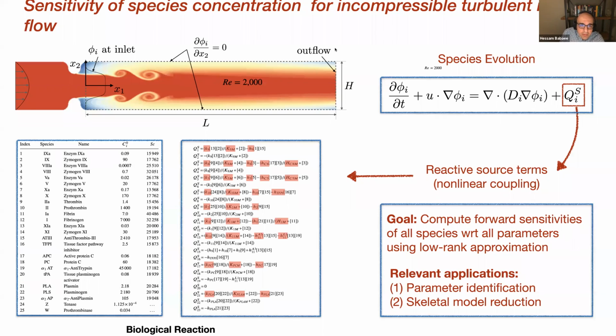I go back to the problem I was talking about, the same reacting flow problem. Here, we are interested in computing the sensitivities of these species transport with respect to all reaction parameters. The sensitivities of these reaction parameters are extremely important because computing these coefficients is expensive, and a first order analysis is to know which one of them affects the solution most intensely. And so if you want to reduce the uncertainty, you want to go after those parameters. And also for skeletal model reduction, these are also used.